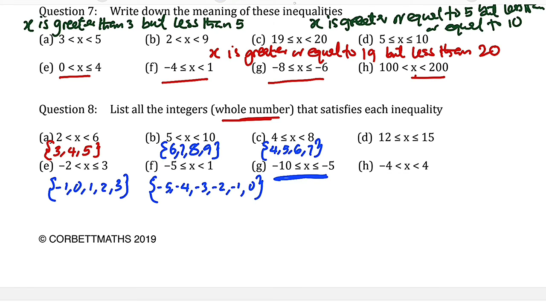But for this one, you have to include both the boundaries, negative 10 and negative 5. So it will be negative 10, negative 9, negative 8, negative 7, negative 6, negative 5. You stop. But this one, you have to start from negative 3. You stop at 3.